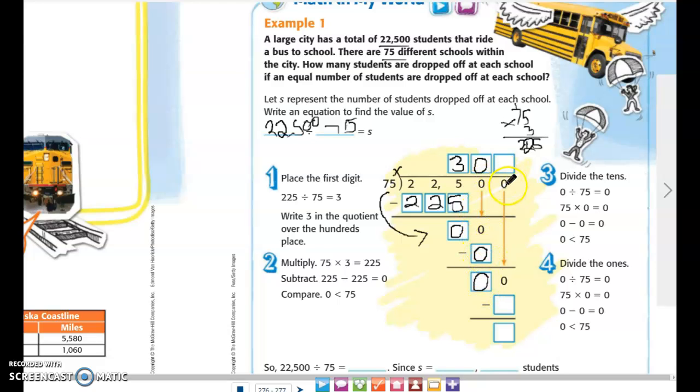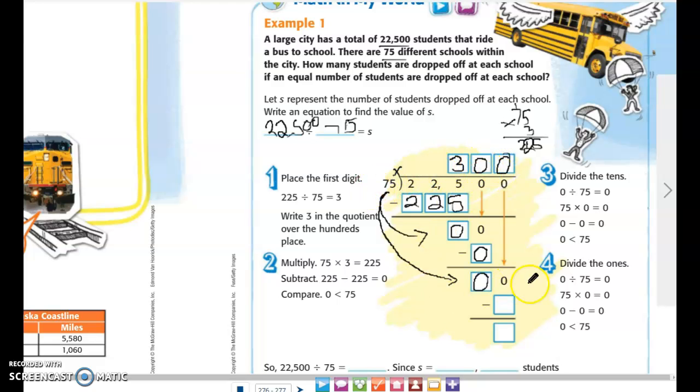But look, I'm not done yet. Even though I got 0, there's still another 0. Do you guys see it? That I haven't used yet. So we're going to bring down the 0. And what is my new number? 0. So once again, I still have to see how many times can 75 go into 0? 0 times.